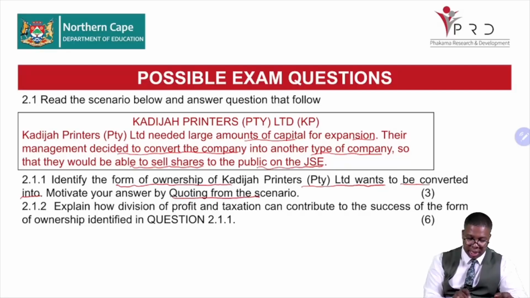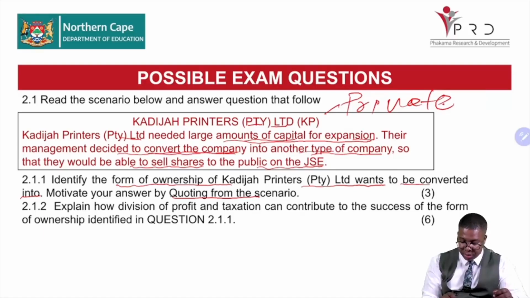So here they're saying Khadija Pty Ltd needs a large amount of capital for expansion. They want to grow, and this is Pty Ltd, and the name of the company that ends with Pty Ltd, we call it a private what? Company. So their management decided to convert to another type of company so that they would be able to sell shares to the public on the JSE. So identify the company that they want to be converted into. This is the company that allows them to sell shares to the public. So the answer here is supposed to be public company.